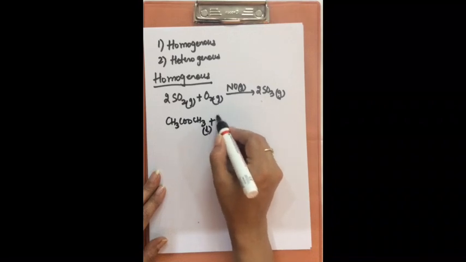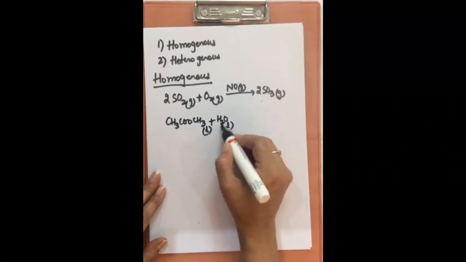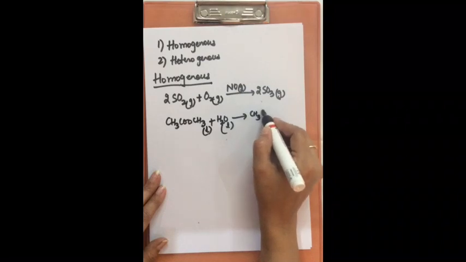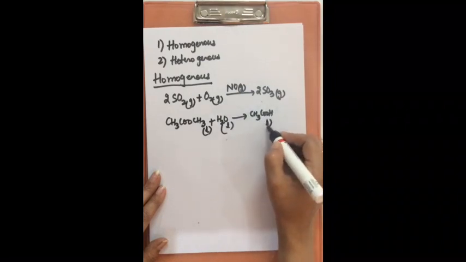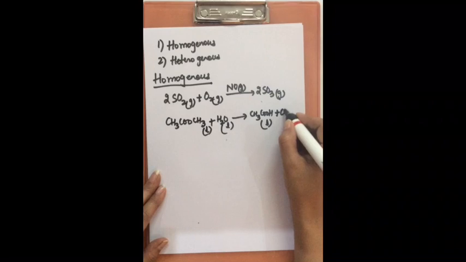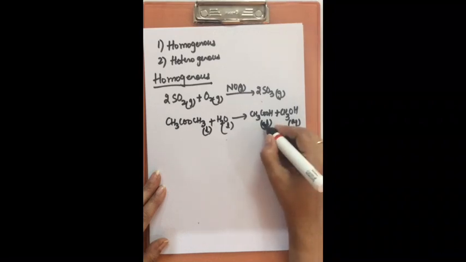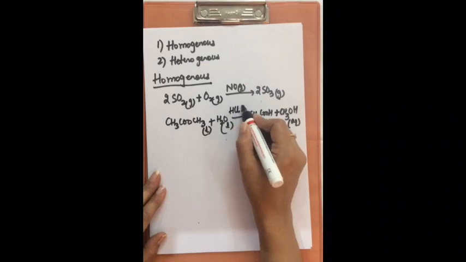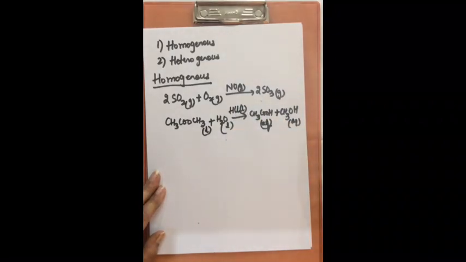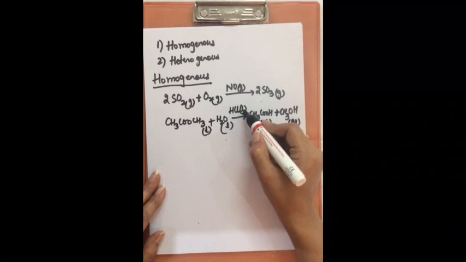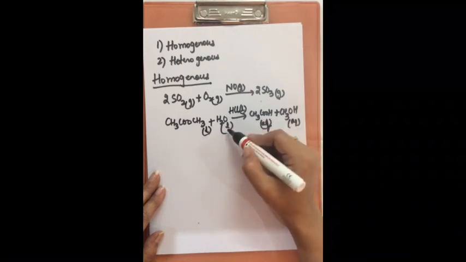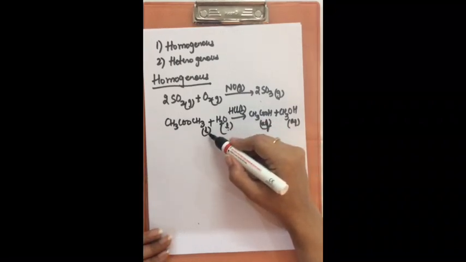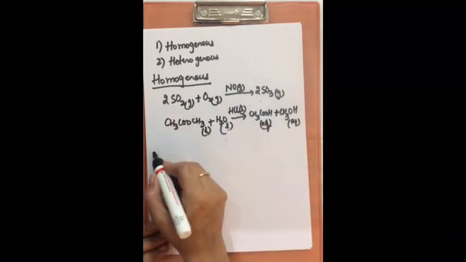Another example is if we take an ester, which is in a liquid state, and to this we add water, we get acetic acid, a liquid, plus methanol, which is also in a liquid state. Aqueous is a mixture. So the catalyst used here is also liquid. So the catalyst and the reactants here are in the same physical state, liquid state. So this is called homogeneous catalysis.